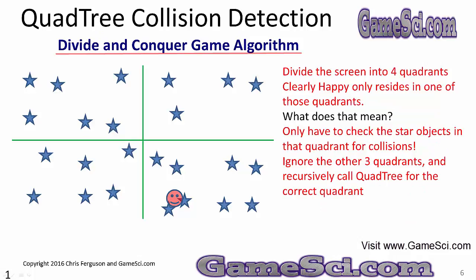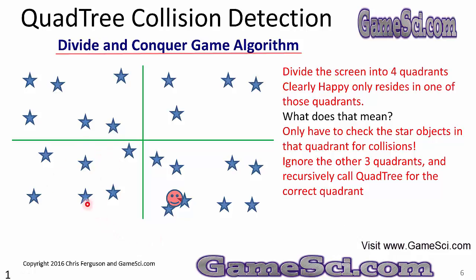Boom, I've overlaid these green lines on the screen to kind of divide my screen into quarters. I've divided the screen into 4 quadrants. Clearly Happy only resides in one of those quadrants. What does that mean? It means I only have to check the star objects in that quadrant for collisions. I'm going to ignore the other 3 quadrants and recursively call quad tree for the correct quadrant.